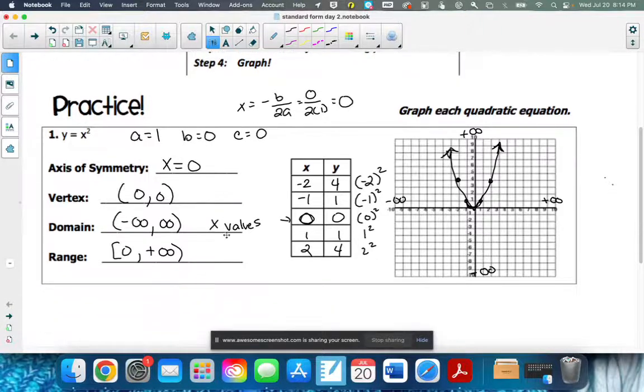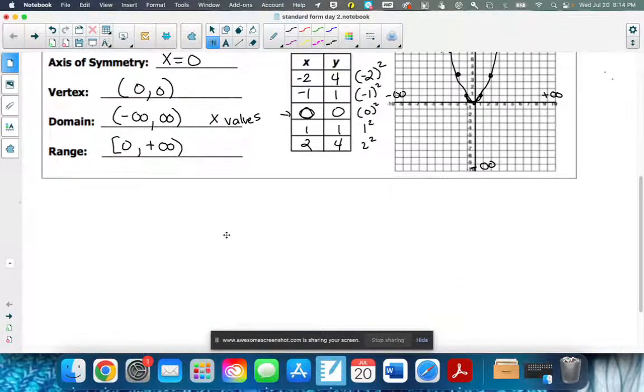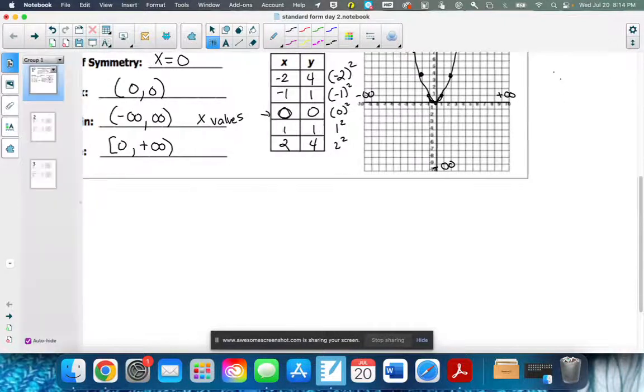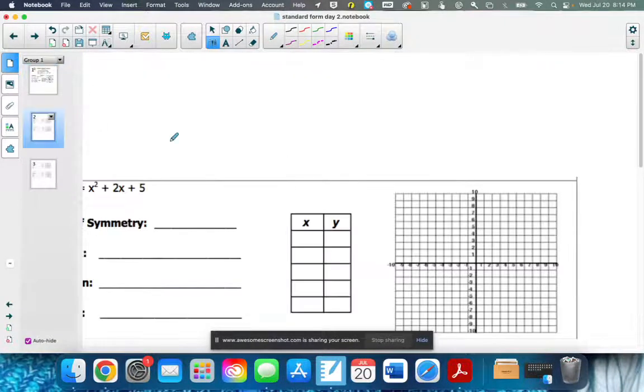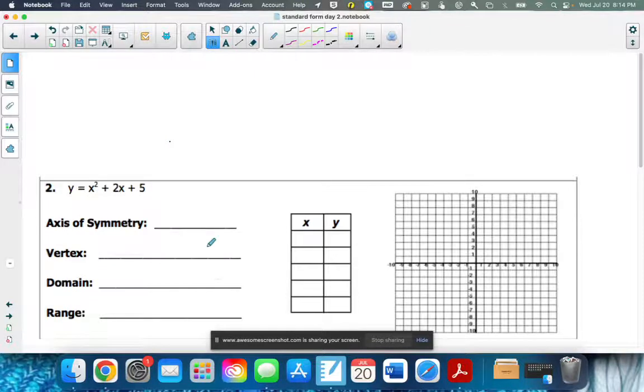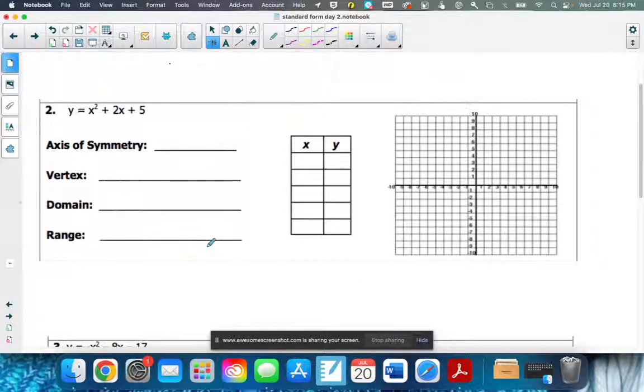All right, let's try a couple more where it's not sitting at 0, just so you can see how it changes. Okay, so we have x squared plus 2x plus 5. Again, I'm just going to write it out. A is 1, B is 2, C is 5, because I only want the coefficients.